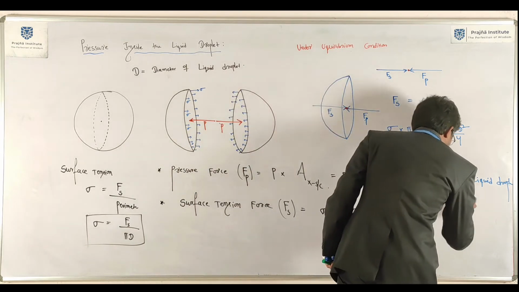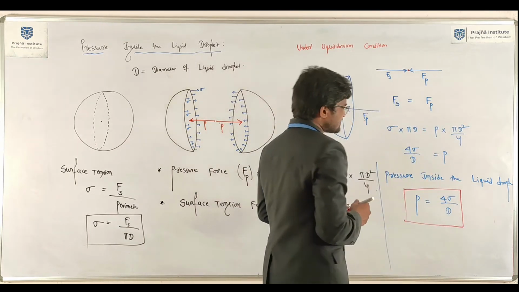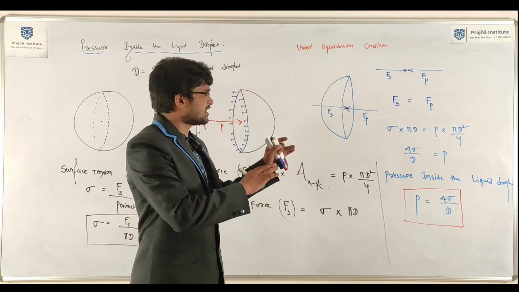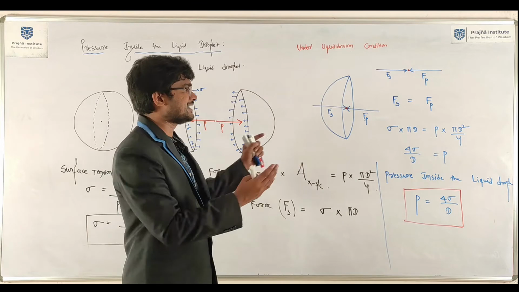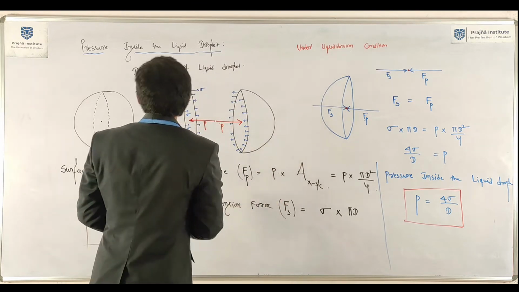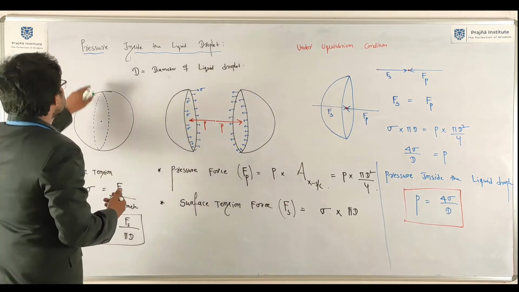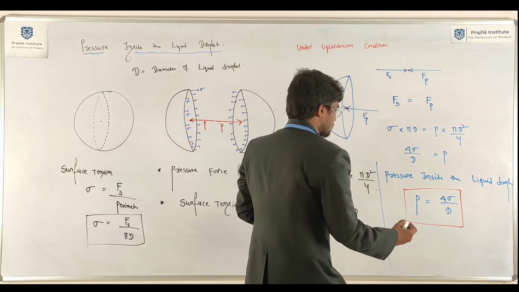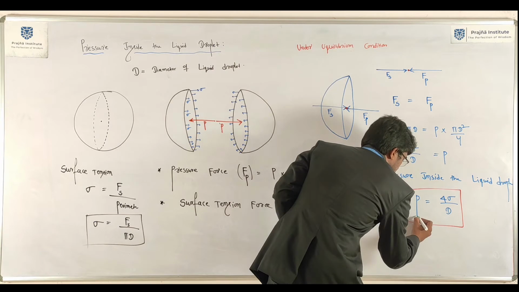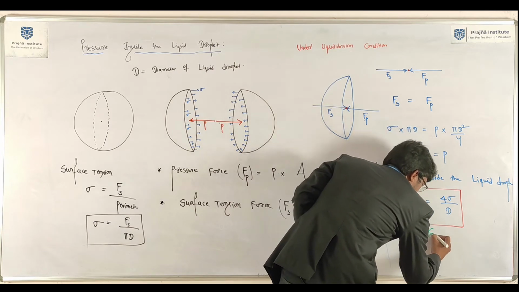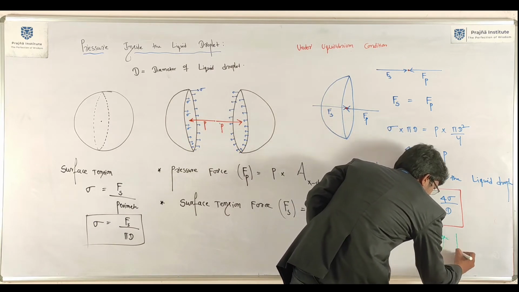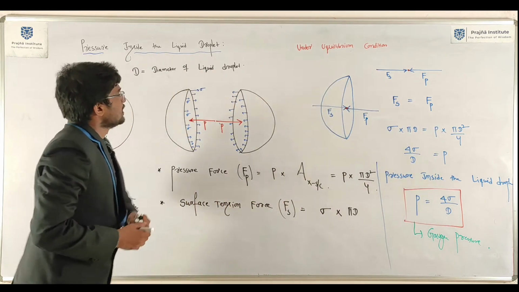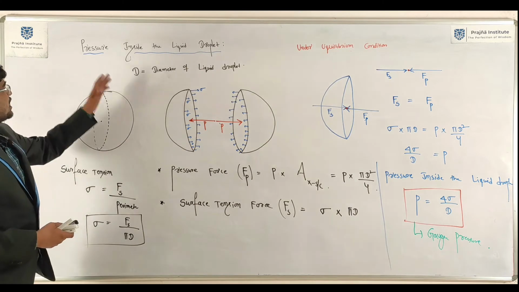We can discuss what is meant by gauge pressure, absolute pressure, vacuum, and what are the different pressures we need to study in the fluid mechanics course. Strictly speaking, it is gauge pressure inside the liquid droplet. Again, it is very simple actually.